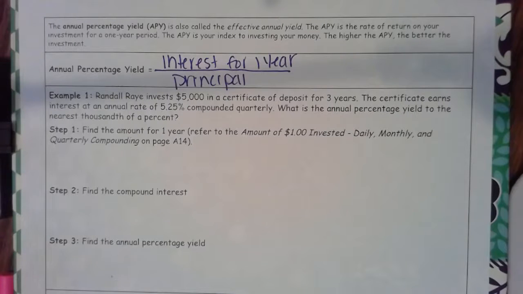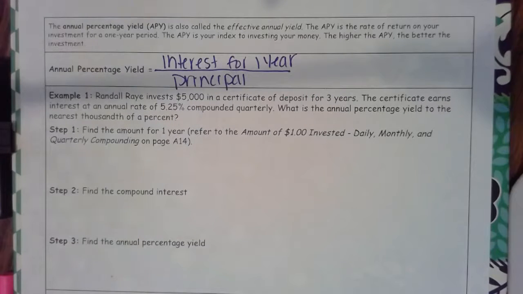So we're going to need that chart again from 12.1. It is still attached to this as well, actually, in your notes in Google Classroom. The amount of $1 invested daily, monthly, and quarterly compounding on page A14. So you need to know what your amount for a year is, because remember, to find the interest for a year, you got to find the amount for a year, then find the compound interest, and that is your interest for the year.